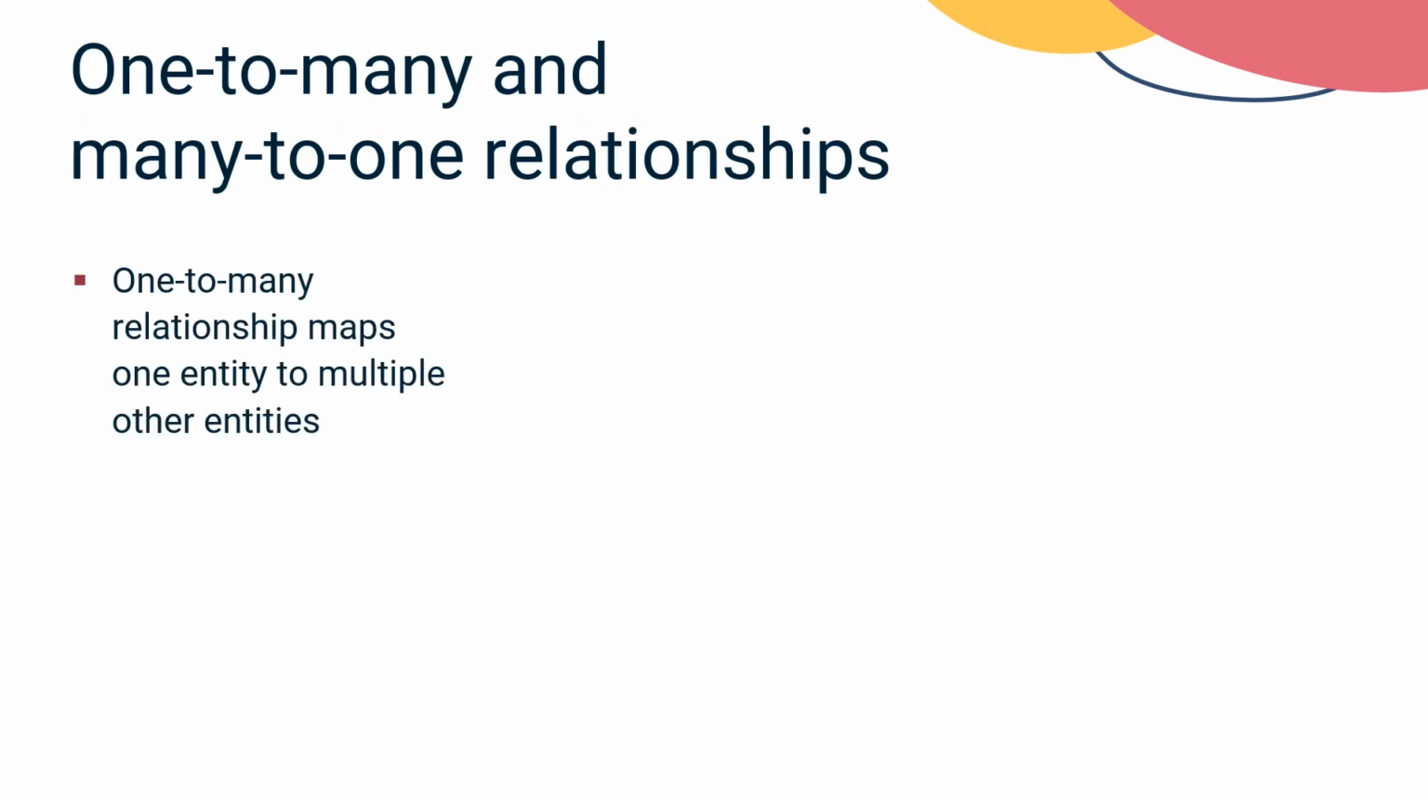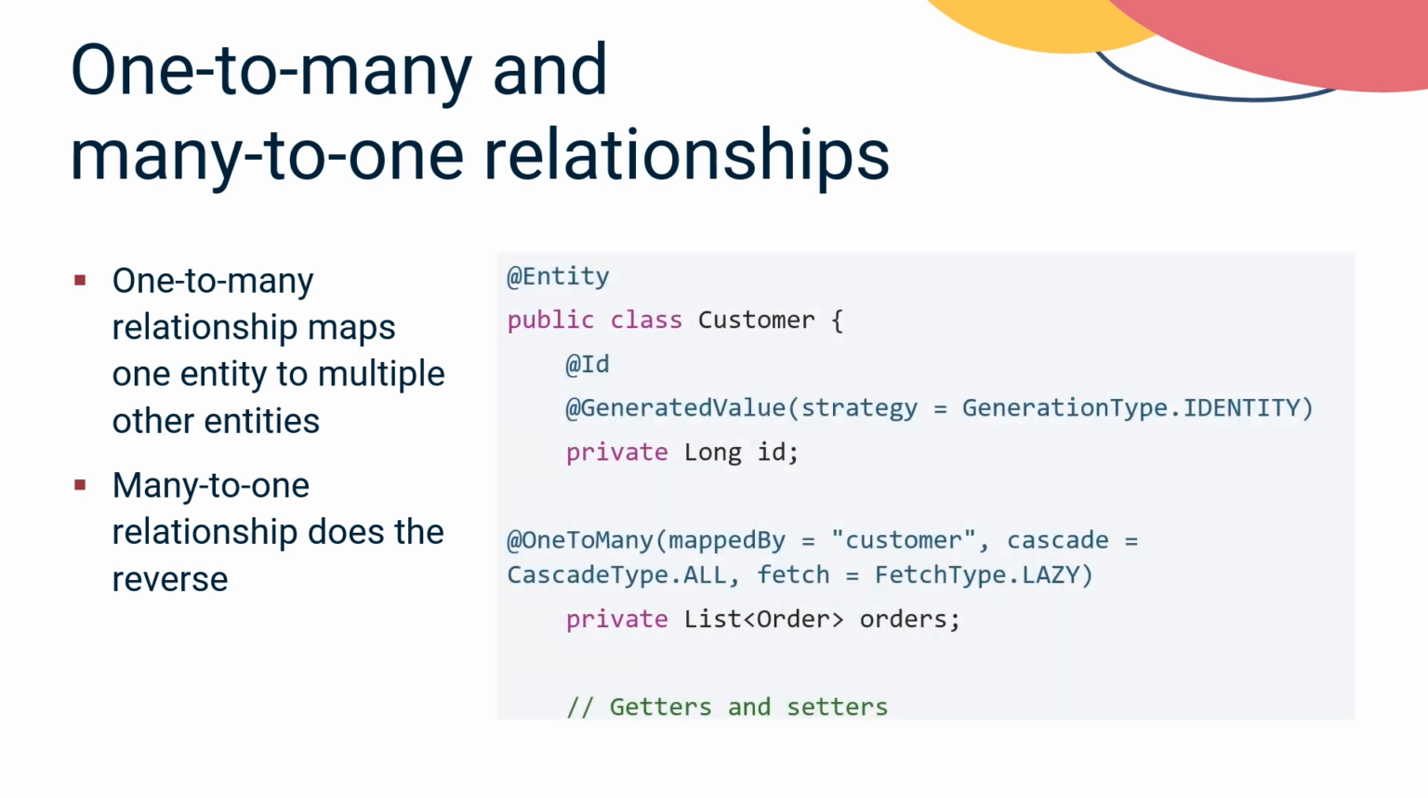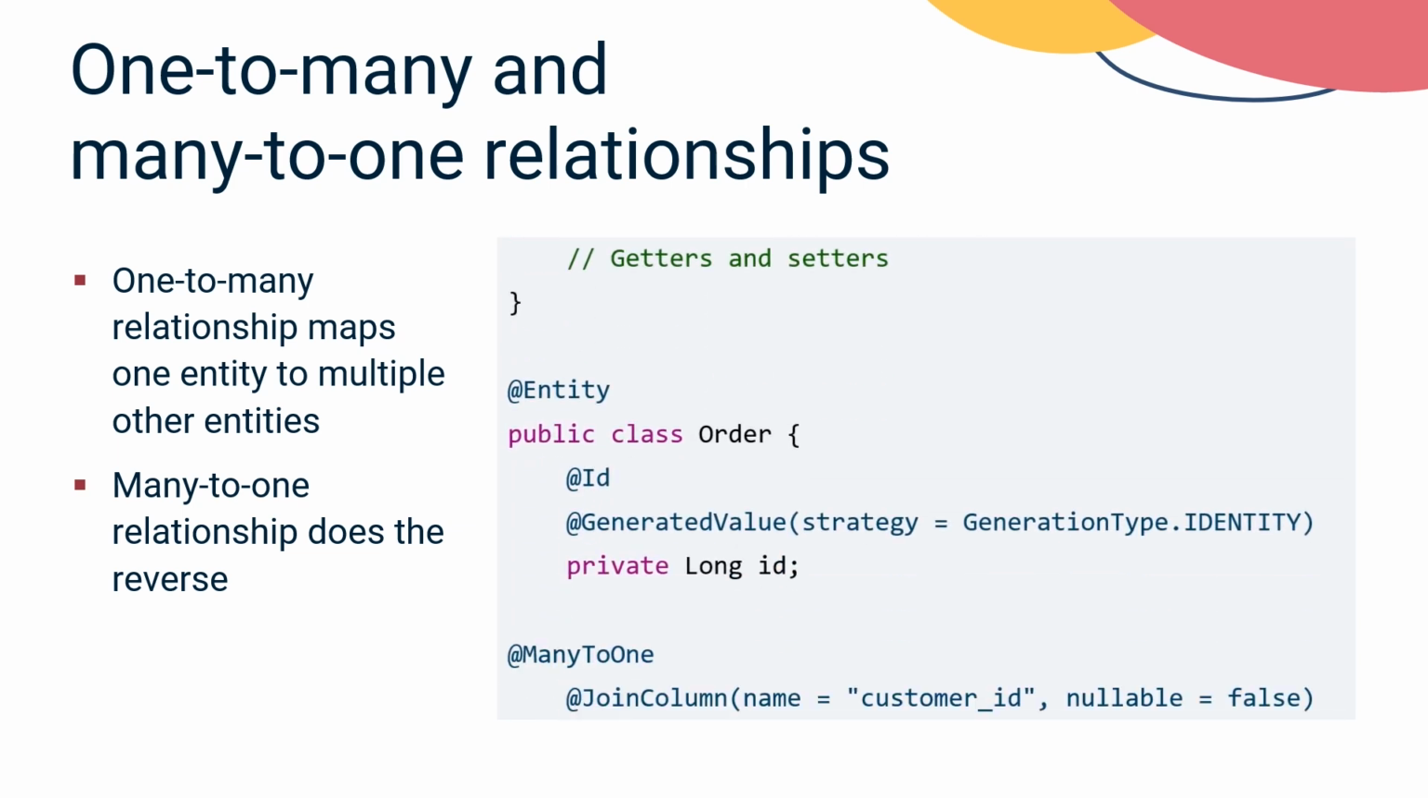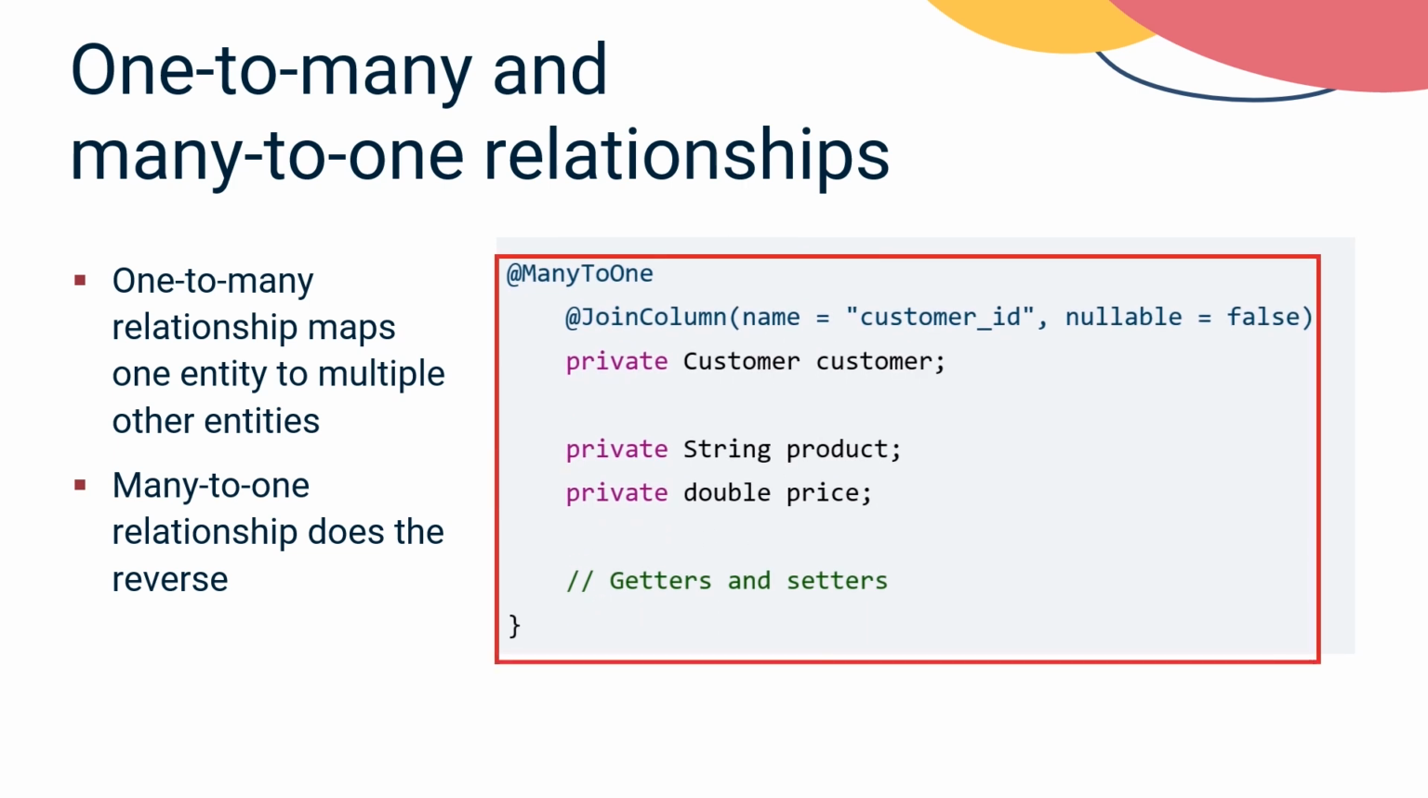A one-to-many relationship links one entity to multiple other entities, and a many-to-one relationship does the reverse. For example, a customer can have many orders, as seen in this code snippet. The @OneToMany(mappedBy = "customer") part links the customer entity to its associated order entities. CascadeType.ALL saves or deletes orders when the parent customer is saved or deleted. With the FetchType.LAZY part, orders are fetched only when explicitly accessed. And @ManyToOne specifies the reverse relationship from order to customer.